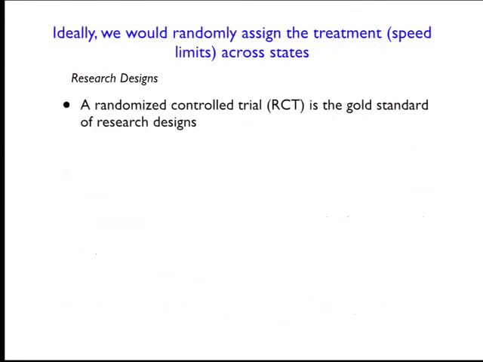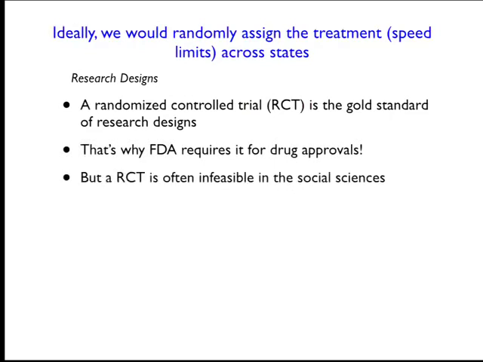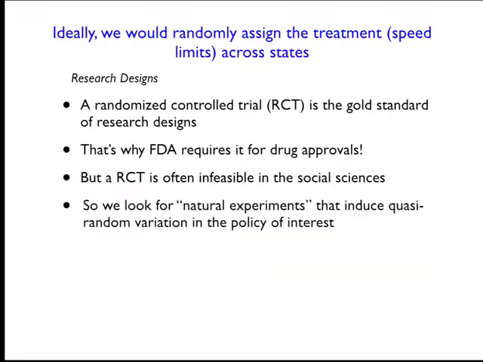So ideally, what we'd like to do is randomly assign the treatment across states. We talked about how a randomized controlled trial is the gold standard of evidence, and that's why the FDA, for example, uses it with drug trials. But that's not going to be feasible here. The government is never going to allow you to come in and randomly assign speed limits across the 50 states. So instead, we have to look for what we refer to as natural experiments that are going to induce some sort of quasi-random variation in the policy of interest.